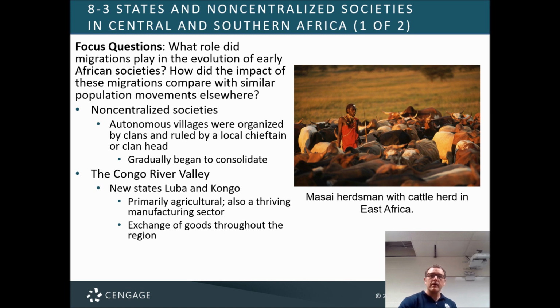For example, in the Congo River Valley, you could throw a seed in the ground and a few months later it's going to be a plant. I mean, it's an incredibly lush, fertile region. And so as a result, people had such an abundance of food that there was never a necessity to form any type of complex political structure.